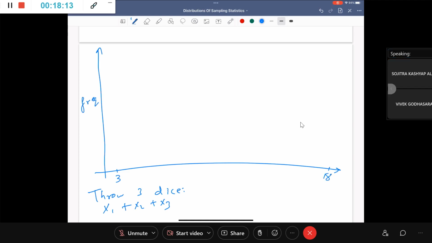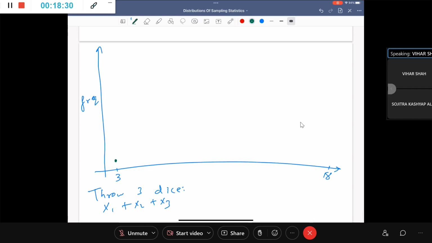And what would the graph look like? What is the probability of getting a 3? 1/216. Yeah. That is for 3 and also for 18. And then it will keep increasing, and then it will start decreasing.